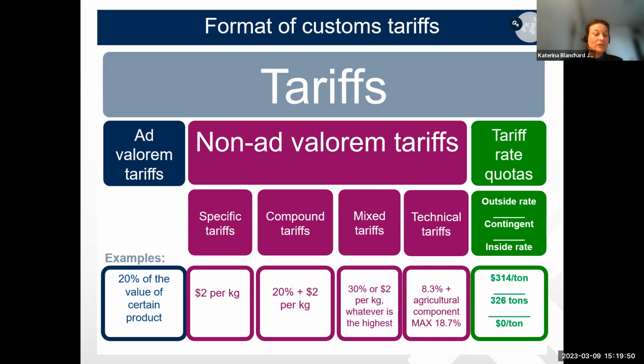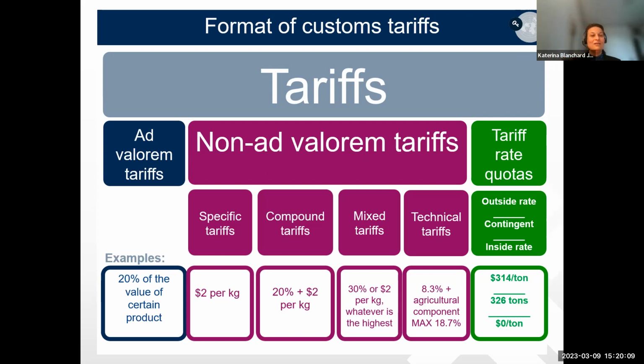For example, $2 per 1 kilogram. And when I say this, I would like you to think for yourself, what are the effects of the specific tariffs on cheaper products and on more expensive products?